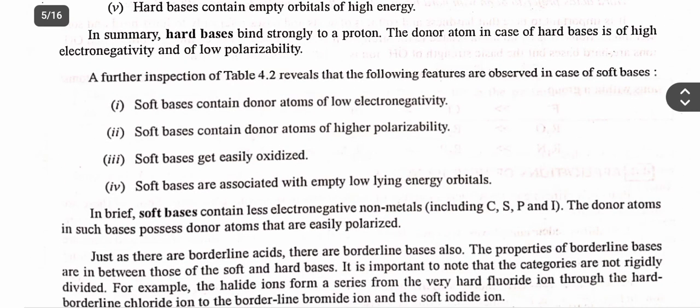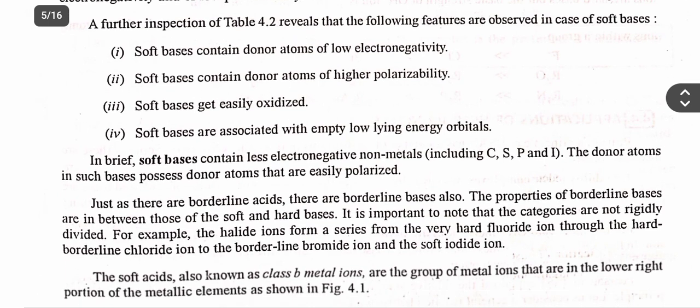Further inspection of table 4.2 reveals that the following features are observed in the case of soft bases. Soft bases contain donor atoms of low electronegativity. Soft bases contain donor atoms of high polarizability. Soft bases get easily oxidized. Soft bases are associated with empty low-lying energy orbitals. In brief, soft bases contain less electronegative nonmetals. The donor atoms in such bases are easily polarized.